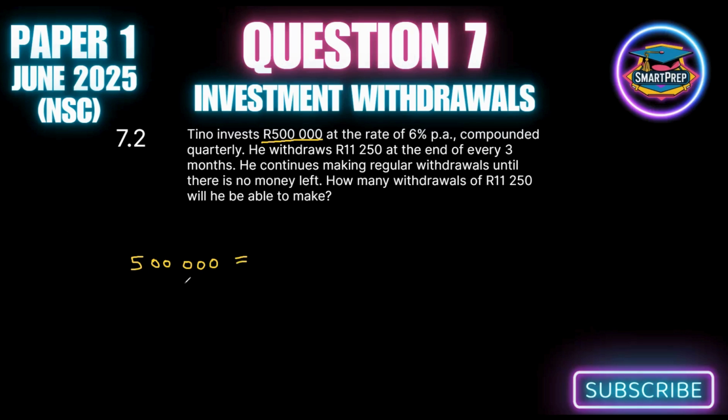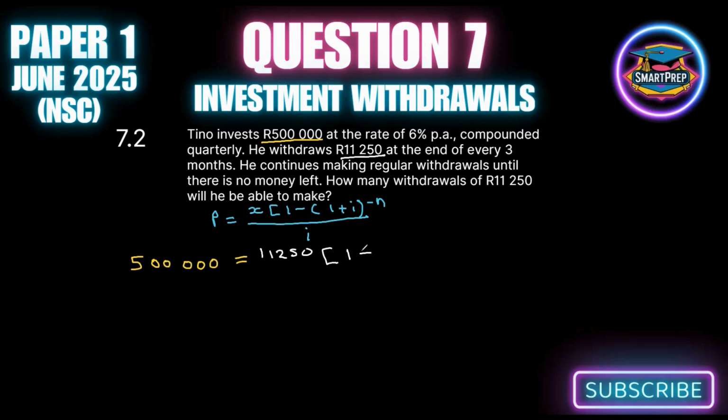Now, what we then do is we use our payments formula, okay? So the payments formula, let me just write in the formula that you're going to use for this question. It's going to be P equals X times (1 minus (1 plus i) to the power of negative n) over i. X is our 11,250. So that's our 11,250 is our X, right?